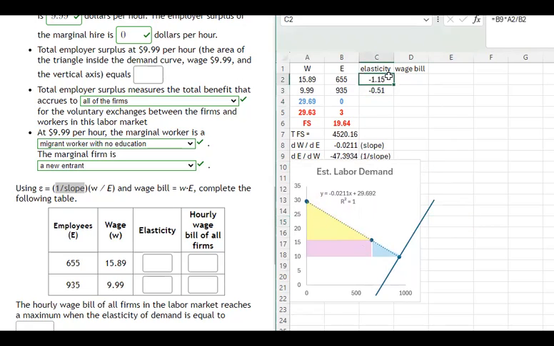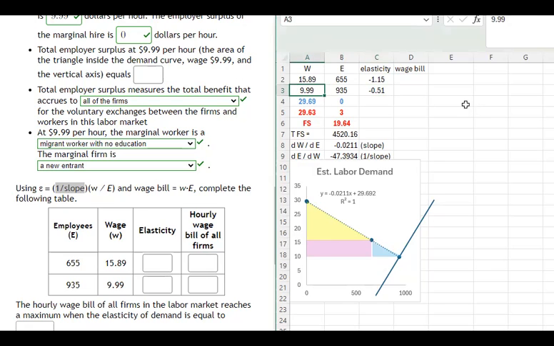Okay. So my elasticity in absolute value was bigger than 1 at the higher wage. My elasticity in absolute value is between 0 and 1 at the lower wage. So this implies labor demand is elastic at this wage, and this implies labor demand is inelastic at this wage.